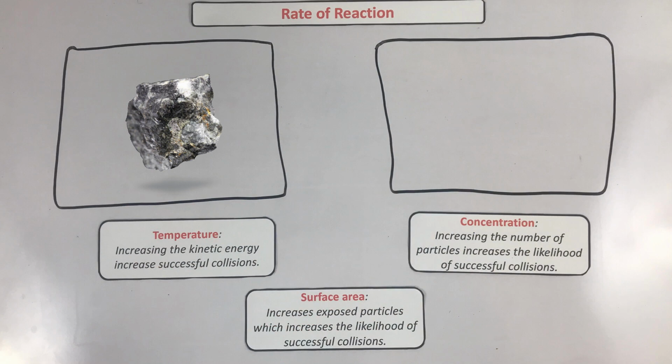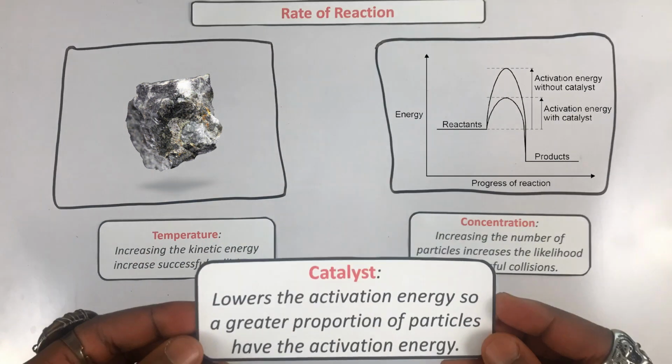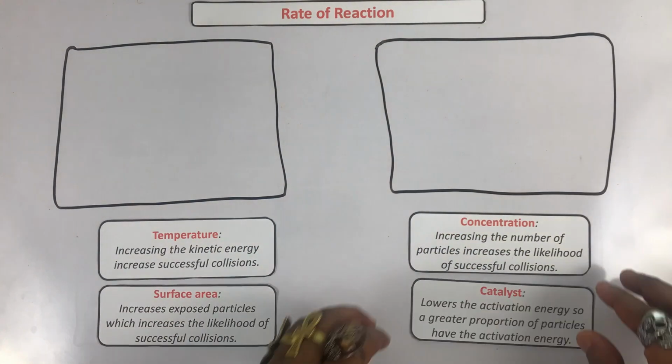Finally, we have the catalyst. We looked at biological catalysts in detail in my enzymes required practical. Check that out if you haven't done so already. Catalysts reduce the activation energy of a reaction by providing an alternative pathway. This means that a greater number of particles will have enough energy to react.